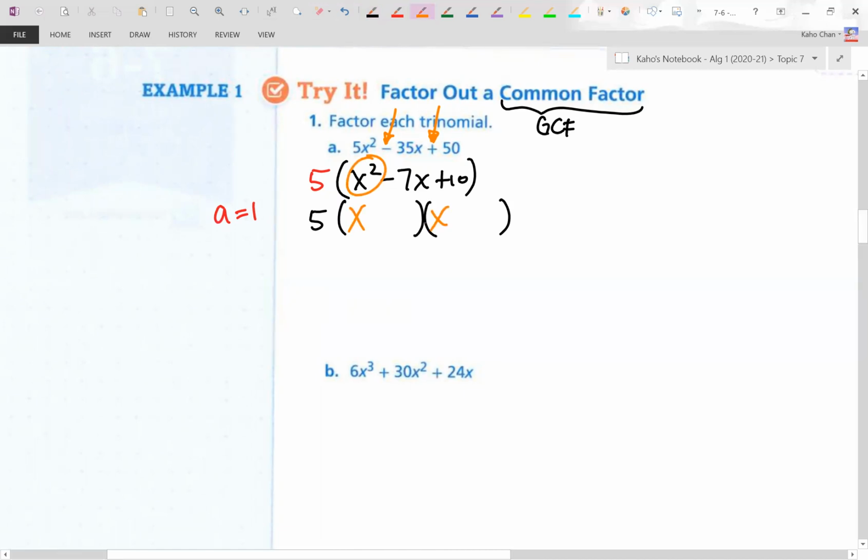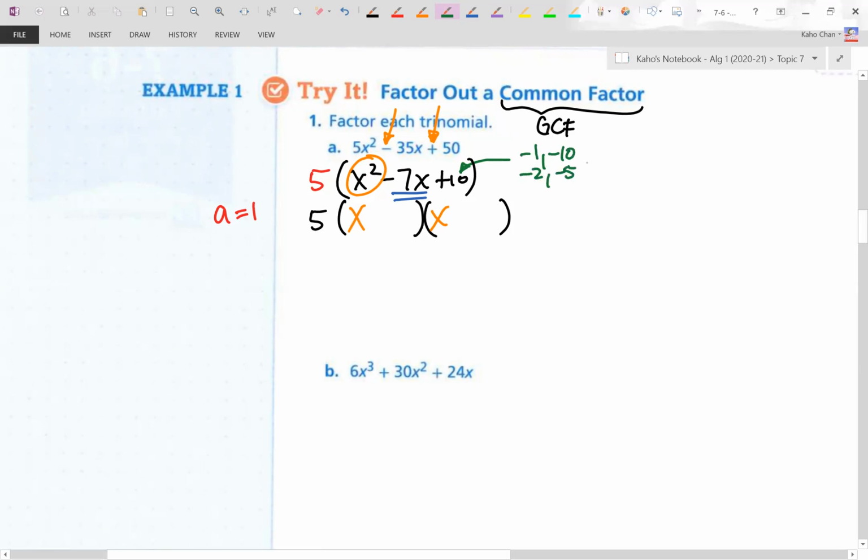There's a few ways to get positive 10, though, for the C part. 2 numbers multiplied together will give me positive 10, and when added together will give me negative 7. That's my key here. I'm going to list all the possible ways. That means, because it's a minus plus situation, my factors have to be both negative.